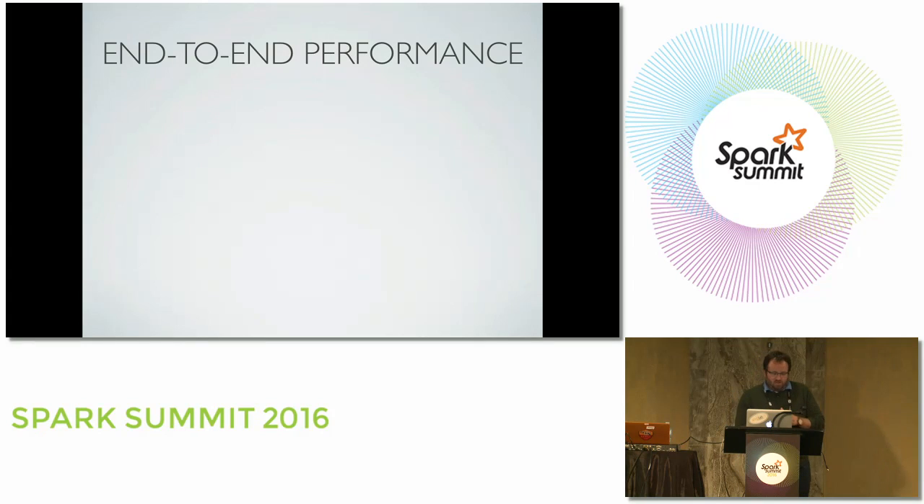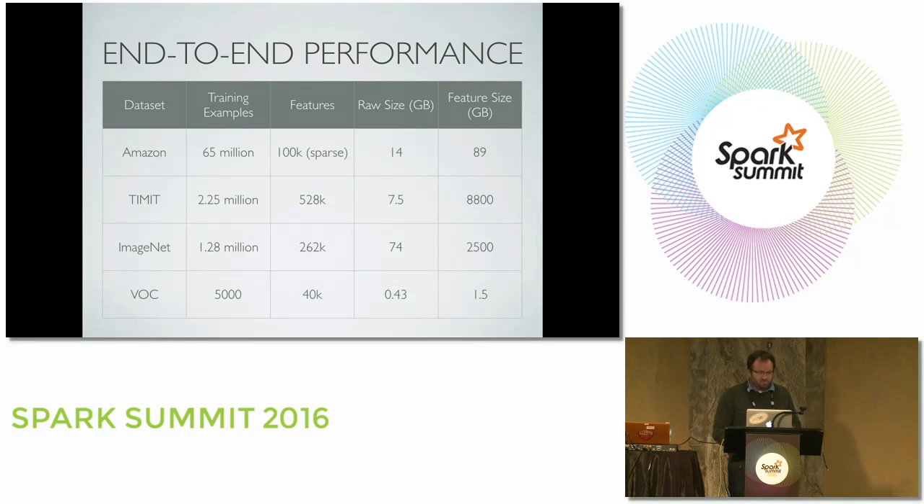So let's take a quick look at end-to-end performance of the system. First, we're going to take a look at 4 different data sets in 3 different domain areas. First, Amazon, which is this text pipeline I've talked about. Timit, again, phoneme classification.